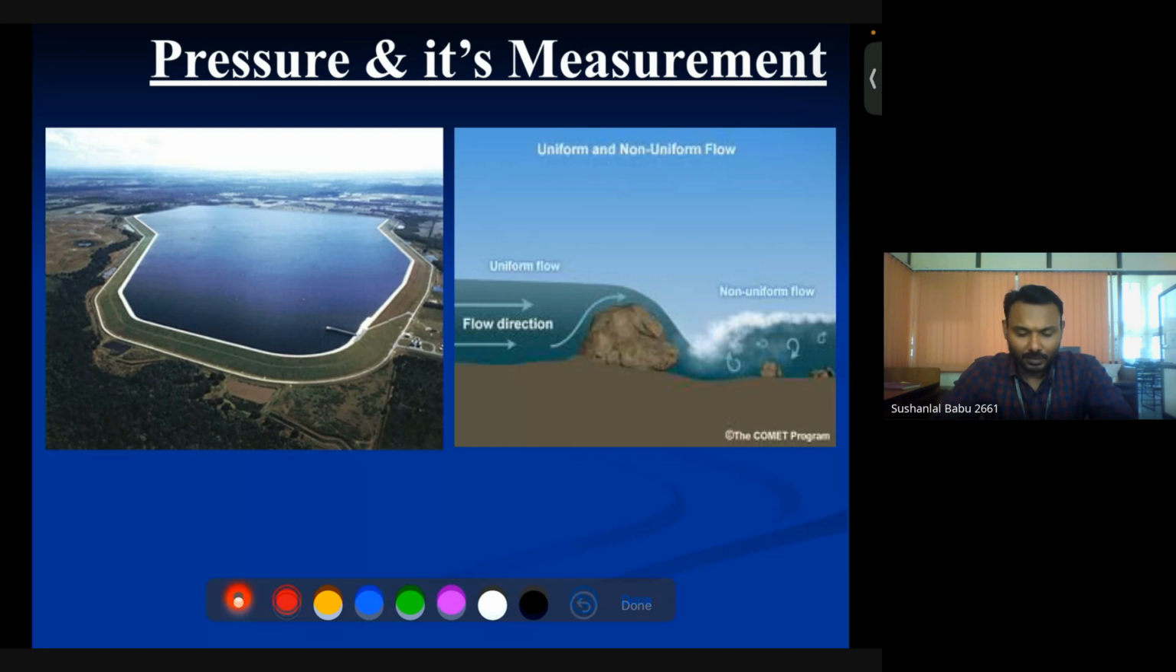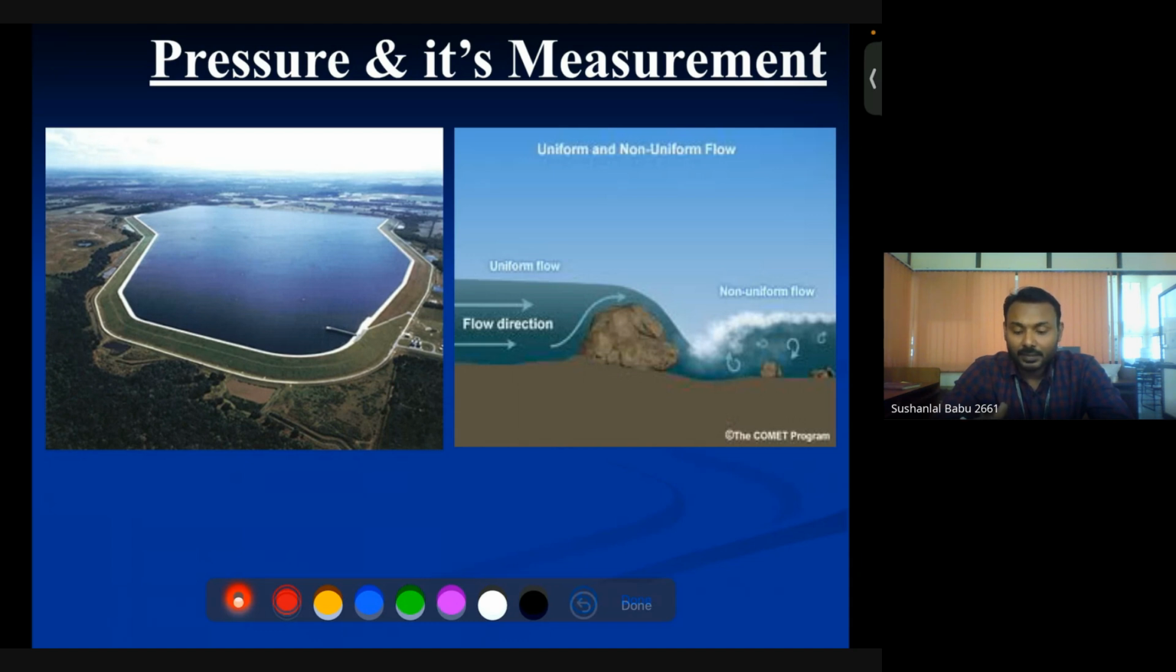Today we are going to discuss two topics on fluid mechanics. Mainly we'll be focusing on Pascal's law. Before that, we can see a small introduction to the fluid mechanics topic, which has already been covered in the previous sessions.